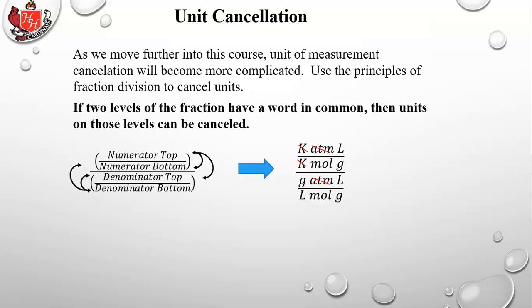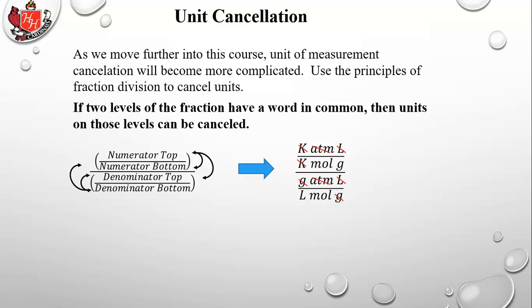Atmosphere is in numerator top and denominator top. They both have the word top in common, so you can cancel those. Liters is also numerator top, denominator top. And grams. Grams is in denominator top, denominator bottom. So they both have the word denominator in common.